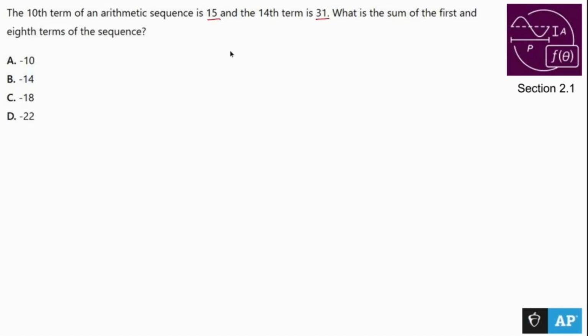So we could use the average rate of change formula to do this, where we have 31 over the 14th term minus 15 over the 10th term. 31 minus 15 is 16 over 4. That's 4, so that's going to be the common difference.